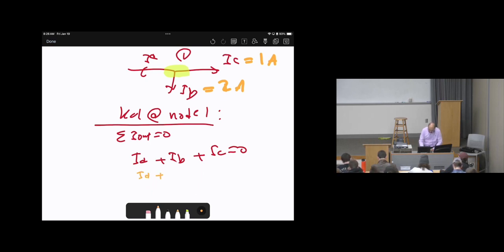IB is 2 amperes, IC is 1 ampere, and IA equals 0. Let's calculate IA. IA will be negative 3 amperes, and the negative means the opposite direction.